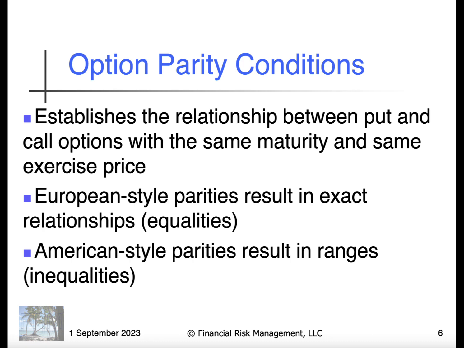European style, the parities end up with an exact equality. Obviously, with transaction costs and other market frictions, there'll be small boundaries in which that operates. With American style options, that is, I can exercise at any point between now and expiration, the American style parities result in ranges or inequalities, and these inequalities tend to be much more narrow than lower and upper boundaries.